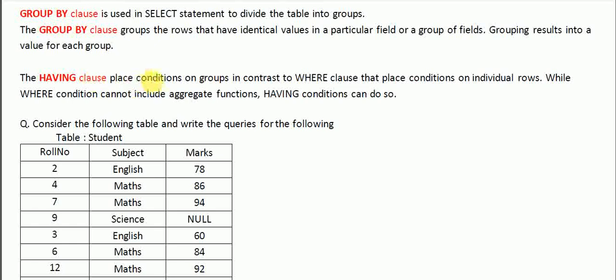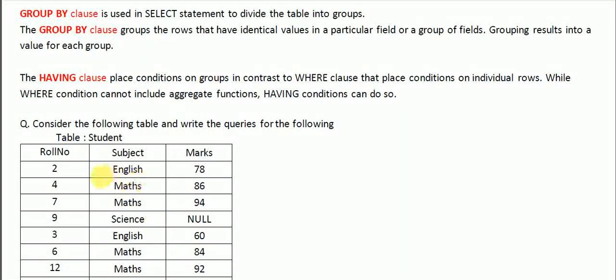The having clause places conditions on groups, in contrast to where clause. So having clause is used to apply conditions on groups, whereas the where clause places conditions on individual rows. While where clause conditions cannot include aggregate functions, so where clause cannot be used with aggregate functions. Having conditions can do so. So having is used for aggregate functions.